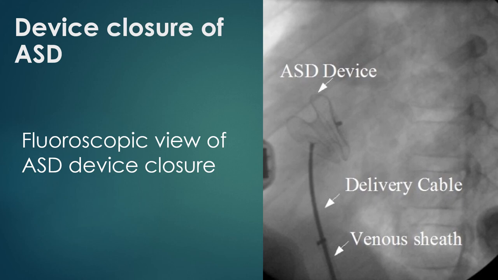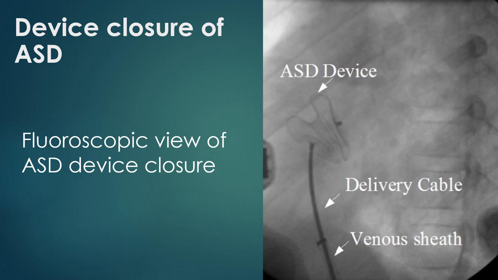This is the fluoroscopic image of an ASD device being delivered using a delivery cable introduced through a femoral sheath. Once the device reaches the left atrium, the left atrial disc of the device is released first and brought in contact with the left atrial side of the ASD. When the position is just ideal, the right atrial disc is allowed to form by withdrawal of the sheath.